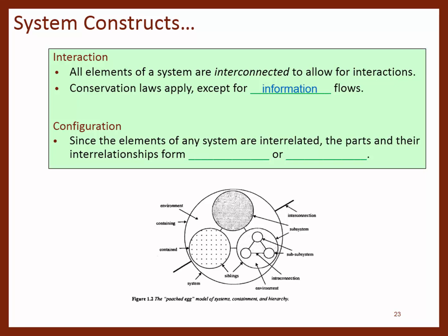Configuration. Since the elements of any system are interrelated, the part of their interrelationships form patterns or configurations. So as I mentioned here, if you start designing a car, you need to provide some storage area, and you have to provide some control, you have to provide an engine. So as you start thinking about the design, somehow you're going to start seeing some patterns. All these parts should be part of the engine. All these parts should be part of the exhaust system. All these parts should be part of the interior, and so on. You start seeing those patterns and configurations.